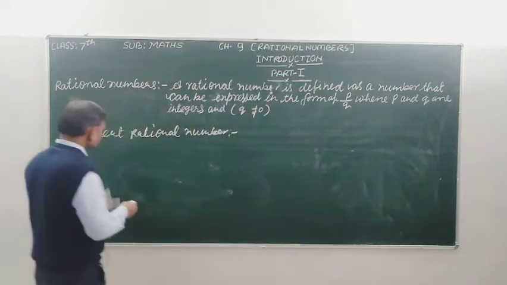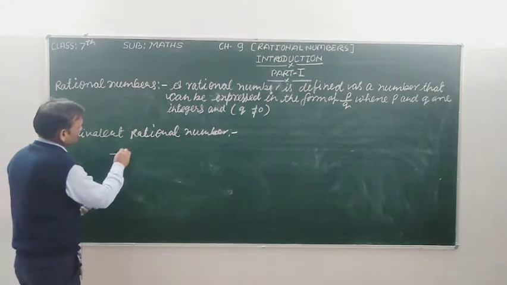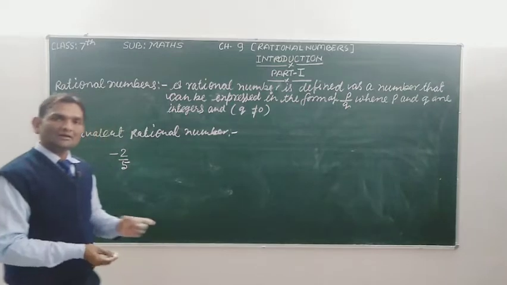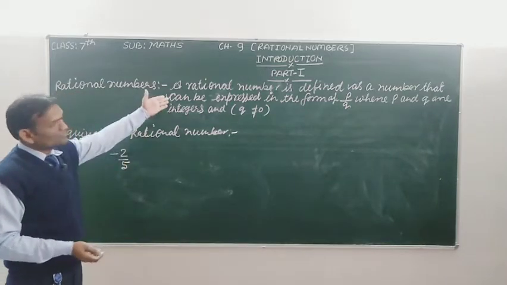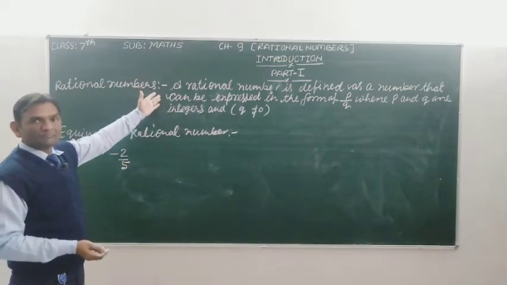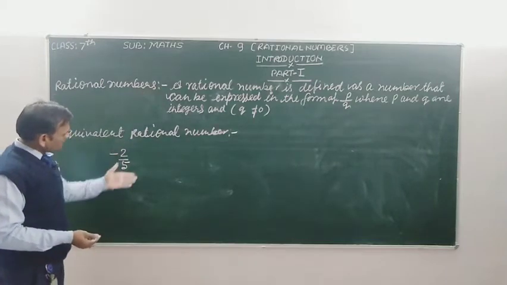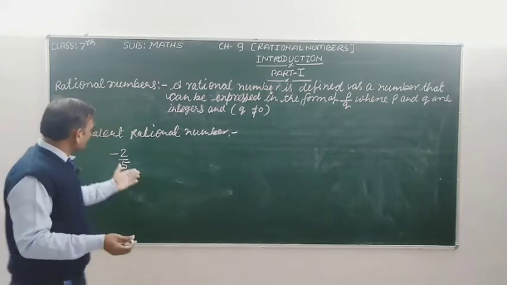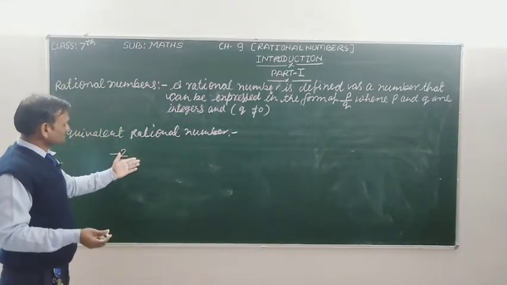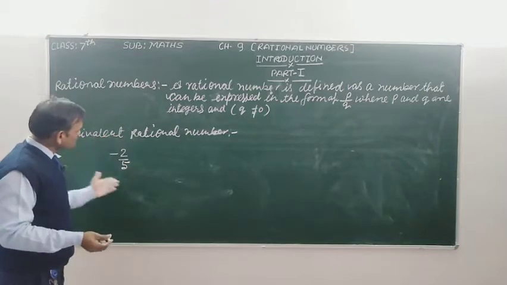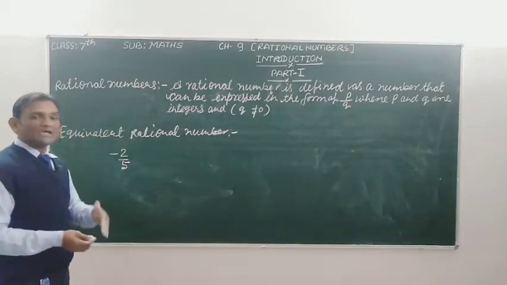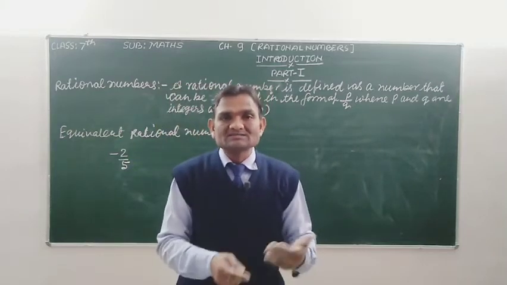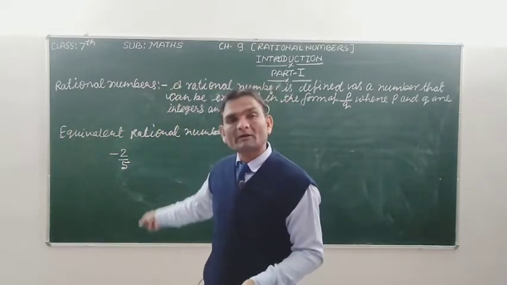Suppose that I'm taking an example, minus 2 upon 5 is a rational number, student, you know very well, because this is written in the form of P upon Q. Definition is written above, you can see. So minus 2 upon 5 is a rational number, and the question is asking me, write the equivalent rational number of minus 2 upon 5. माइनस 2 अपॉन 5 का इक्विवेलेंट रेशनल नंबर फाइंड आउट करो.